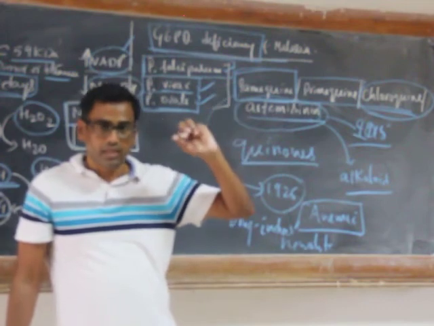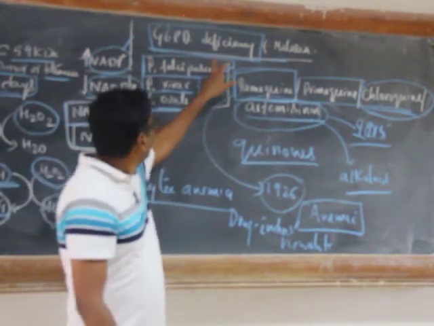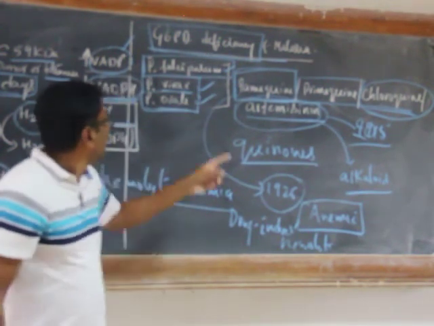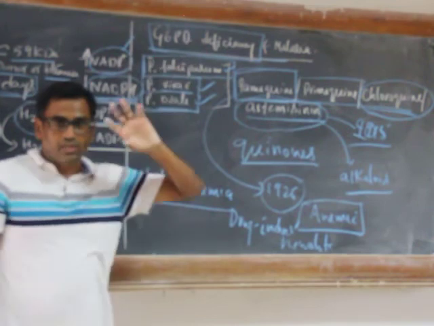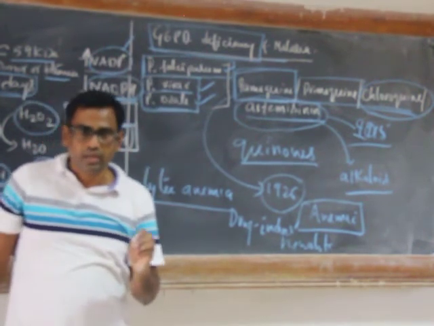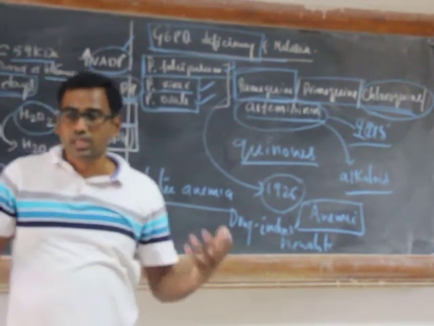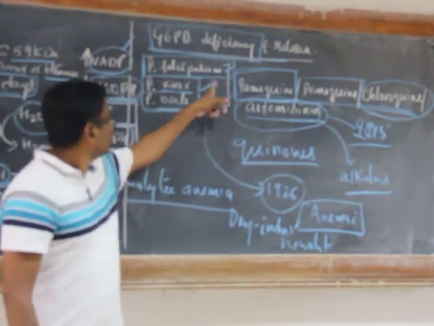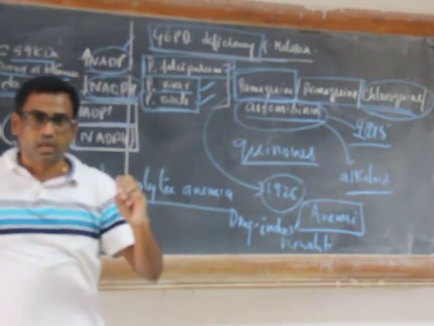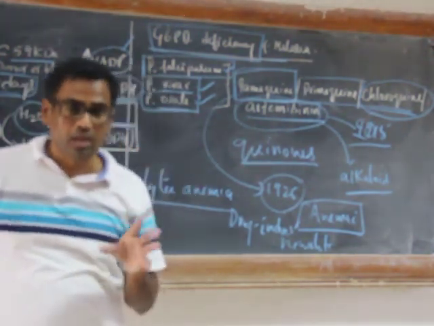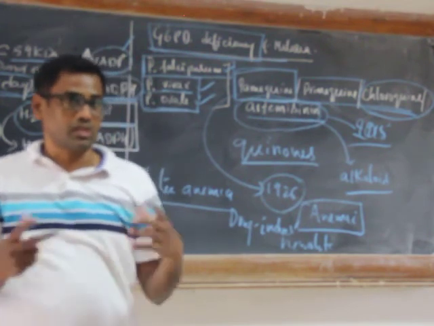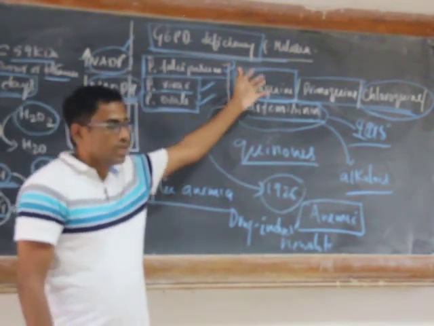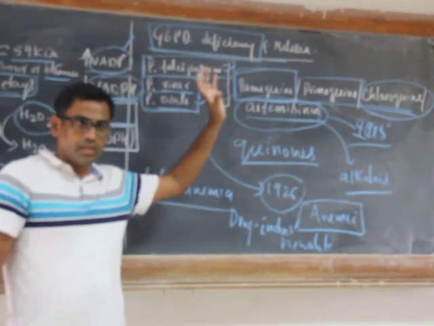So another thing, why glucose 6-phosphate deficiency is somewhat resistant to malaria, because deficiency of glucose 6-phosphate dehydrogenase can result in a high level of oxidative stress. These Plasmodium parasites are highly vulnerable to oxidative stress. So that is also one of the possibilities why glucose 6-phosphate deficiency is somewhat resistant to malaria.